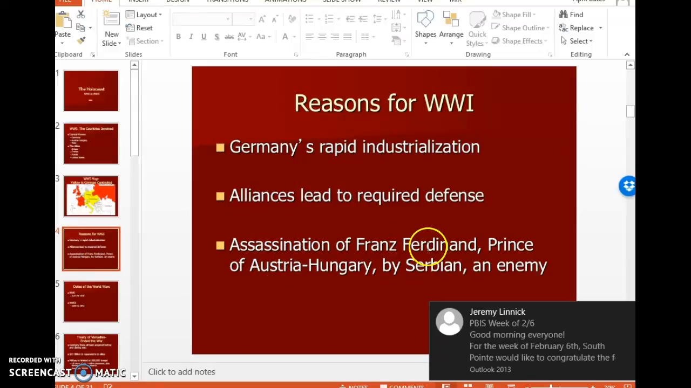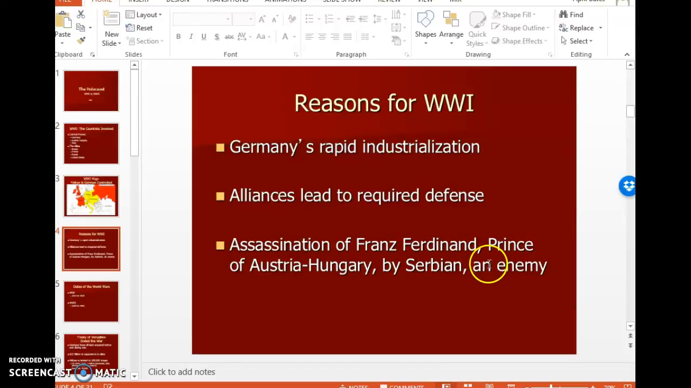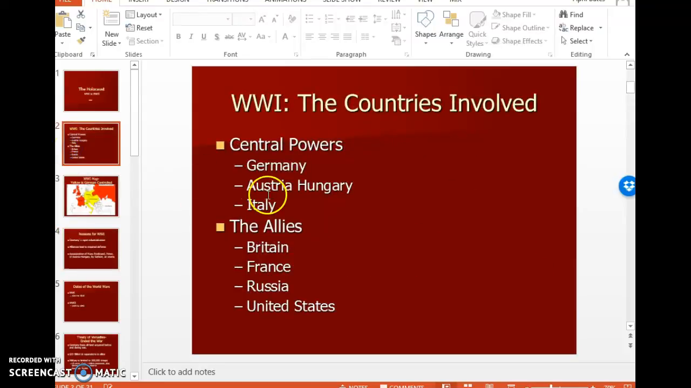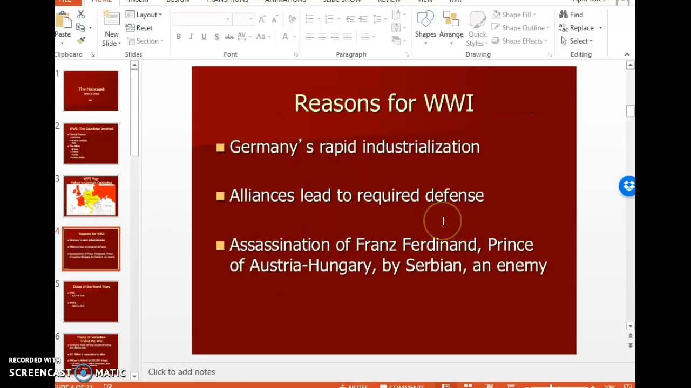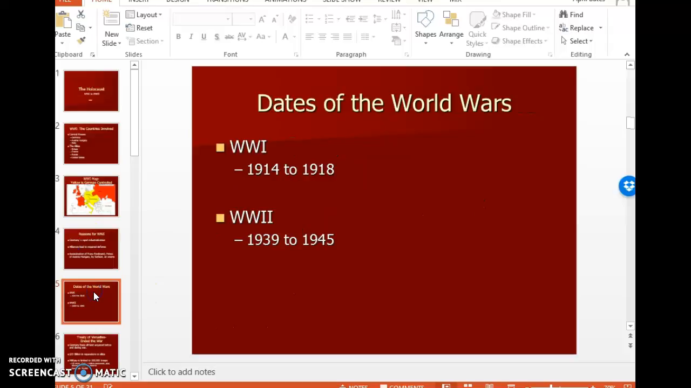Franz Ferdinand, yes, that's the name of a band. They were named after him. He was the Prince of Austria-Hungary, and he was assassinated. He was purposely killed by a Serbian, and Serbia was the enemy. So Austria-Hungary, since they were attacked, all of their friends attacked back against Serbia. Then the Allies have to go and defend their friend, and that's how you get a world war. World War One happened from 1914 to 1918. So that was 4 years.